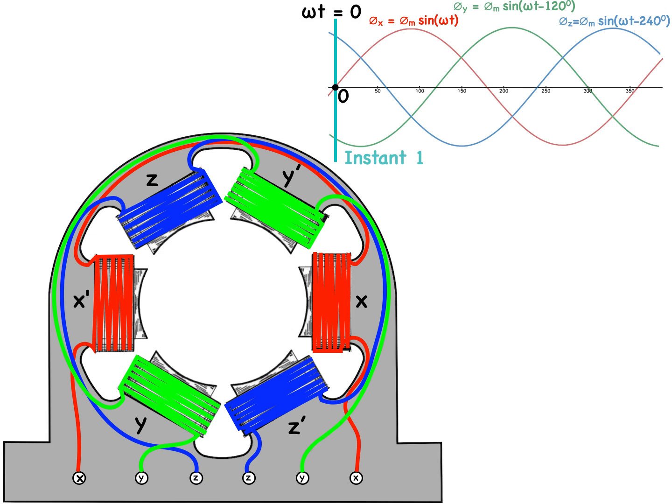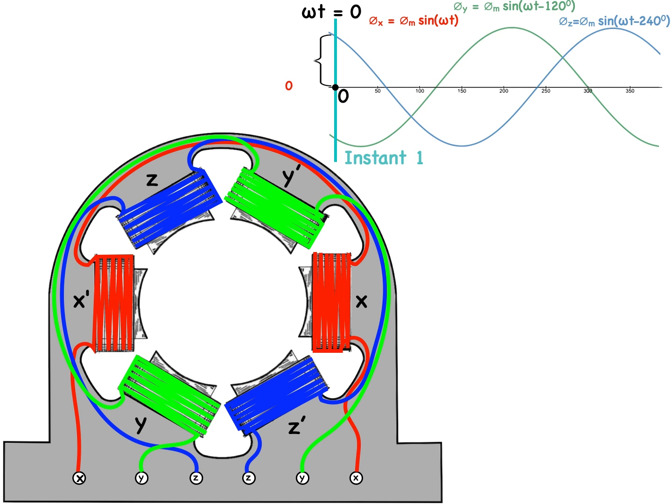Let's take a snapshot of the phasors, call it instant number 1, and that's going to take place at t equals 0, or the time is equal to 0. Since omega t then equals 0, the flux in phase x, the red phase, is 0. Phi x is equal to 0. We can find the flux in the other two phases at the instant in time by plugging in 0 for omega t in their formulas.